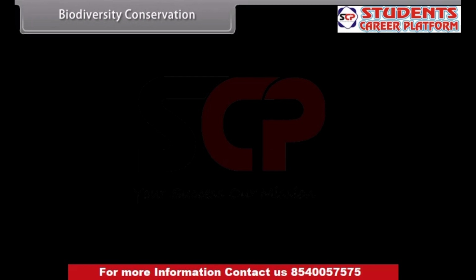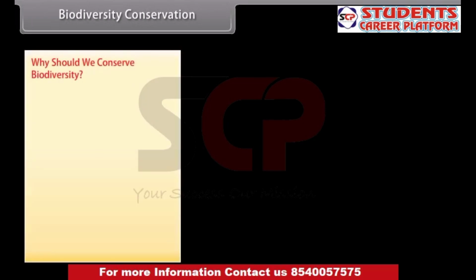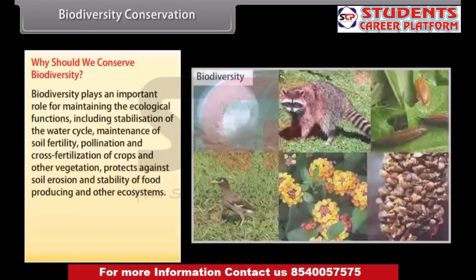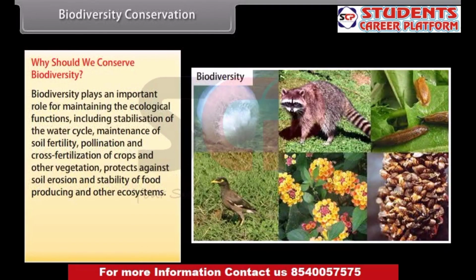Biodiversity conservation. Why should we conserve biodiversity? Biodiversity plays an important role in maintaining the ecological functions, including stabilization of the water cycle, maintenance of soil fertility, pollination and cross-fertilization of crops and other vegetation, protection against soil erosion, and stability of food producing and other ecosystems.